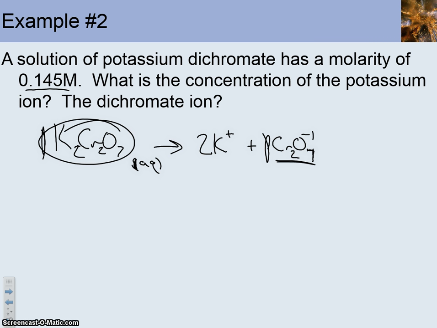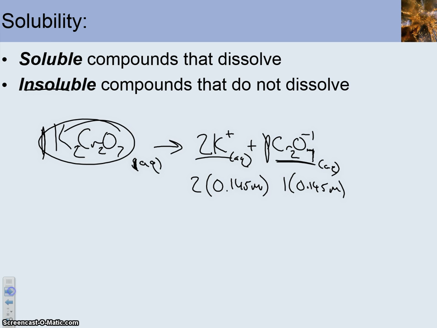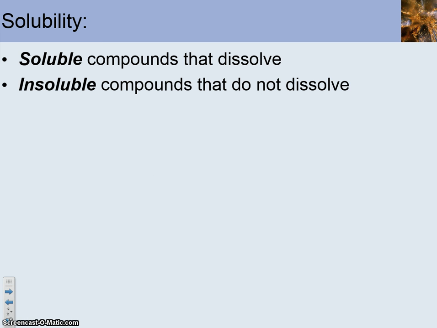And then my concentration of potassium ions is going to be twice that, so 0.29. So my potassium ions are going to be 2 times 0.145 molar, and then this is going to be 1 times 0.145 molar. So it all comes from our balanced ionic equation, or dissociation equation.